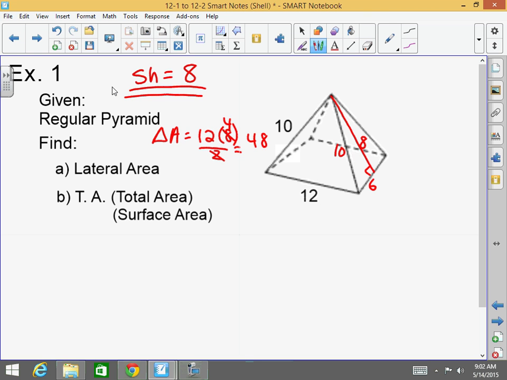How many faces do I have? What's 4 times 48? That'd be 192. That's my lateral area. Times 4 because there are four triangles, 4 lateral faces. Wow, that was really embarrassing. Sorry. My bad.